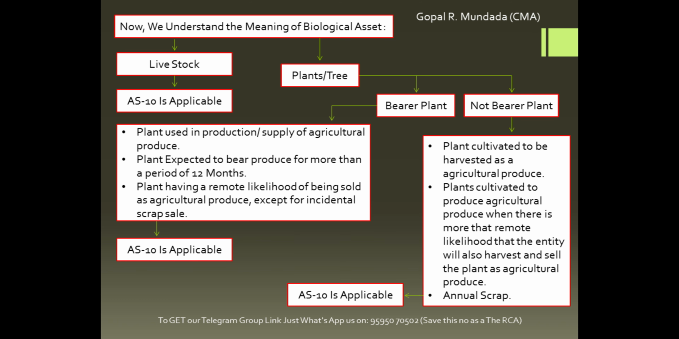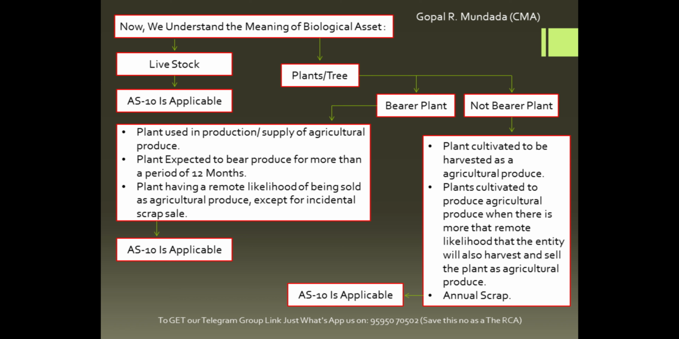So guys, now we understand the meaning of the biological asset. Biological asset, we are commerce background students and we don't know what a biological asset is. So guys, a biological asset is basically a livestock or plant or tree. In case of livestock, AS 10 is applicable.